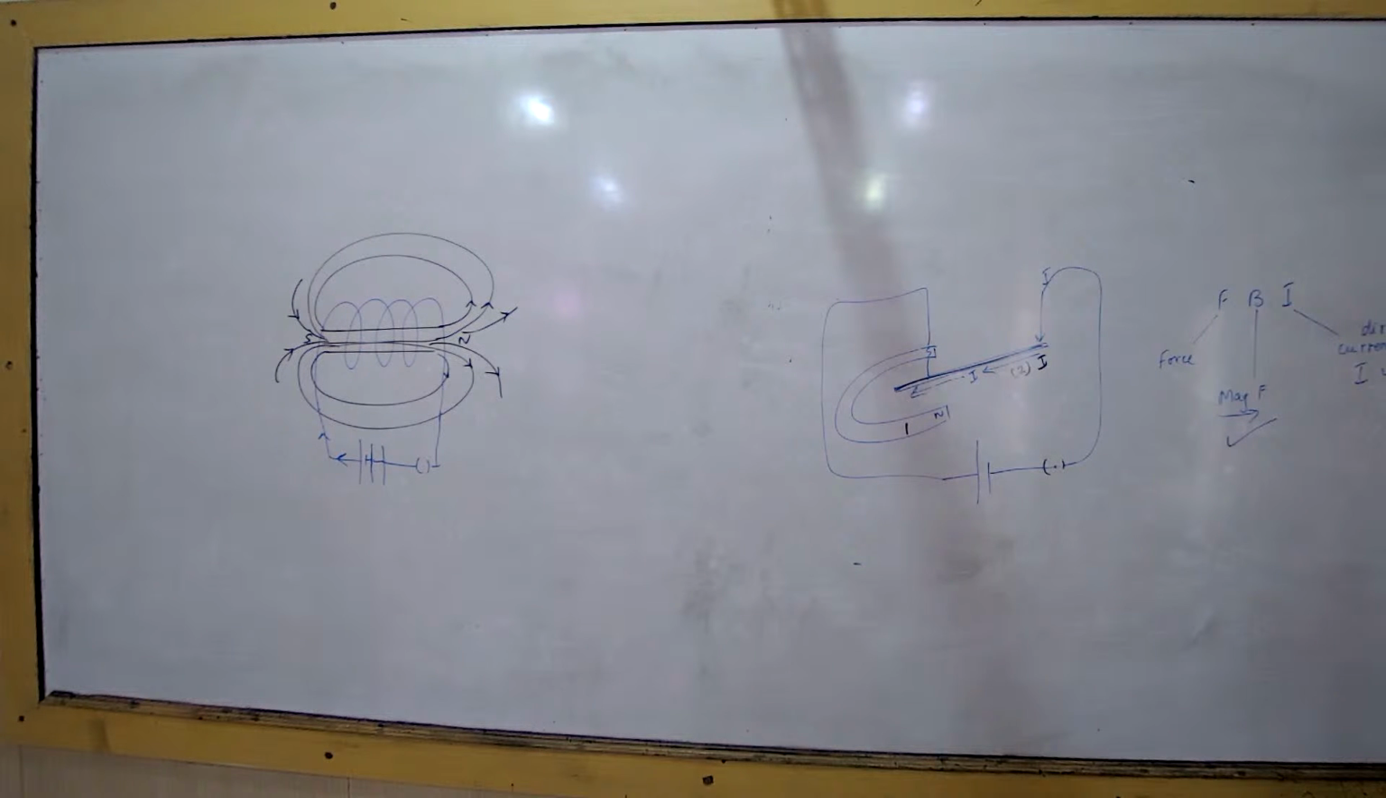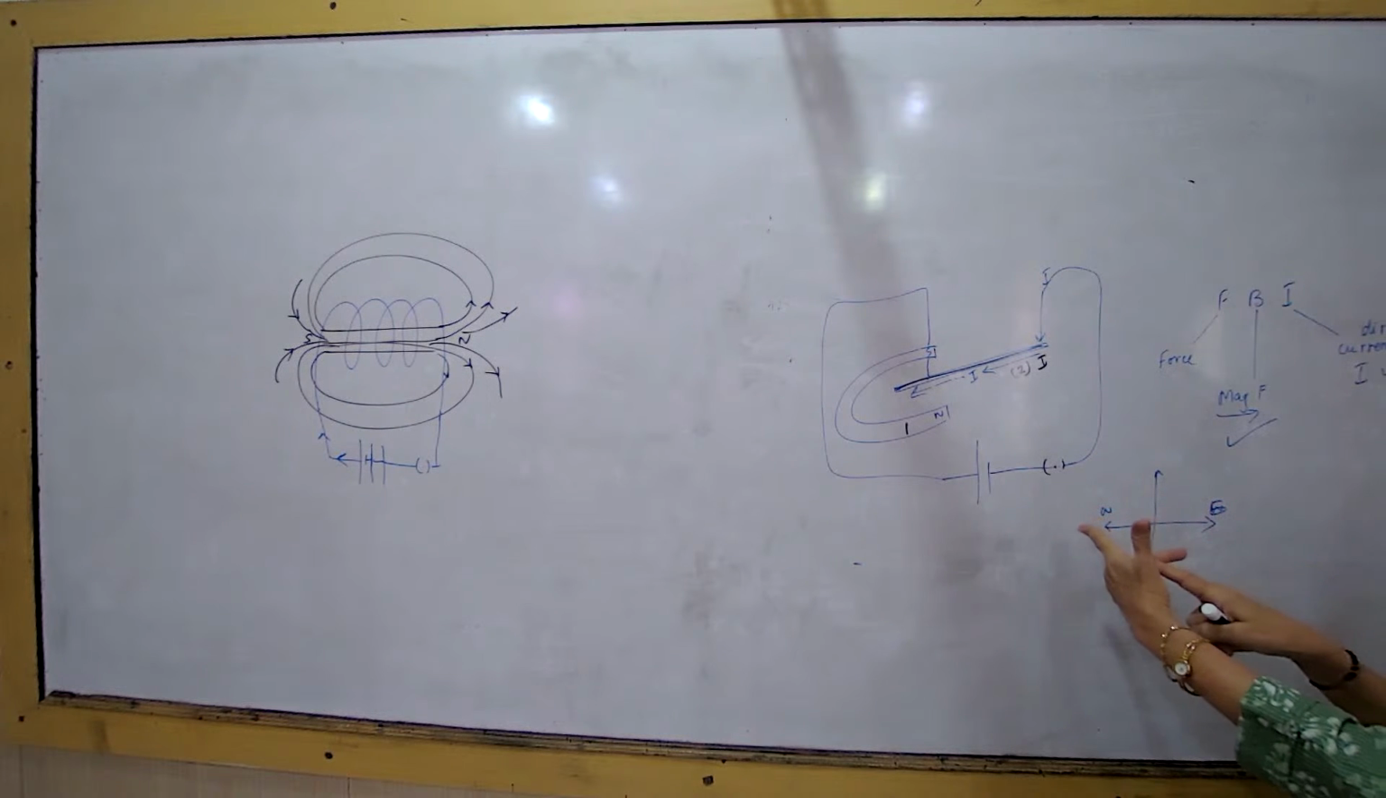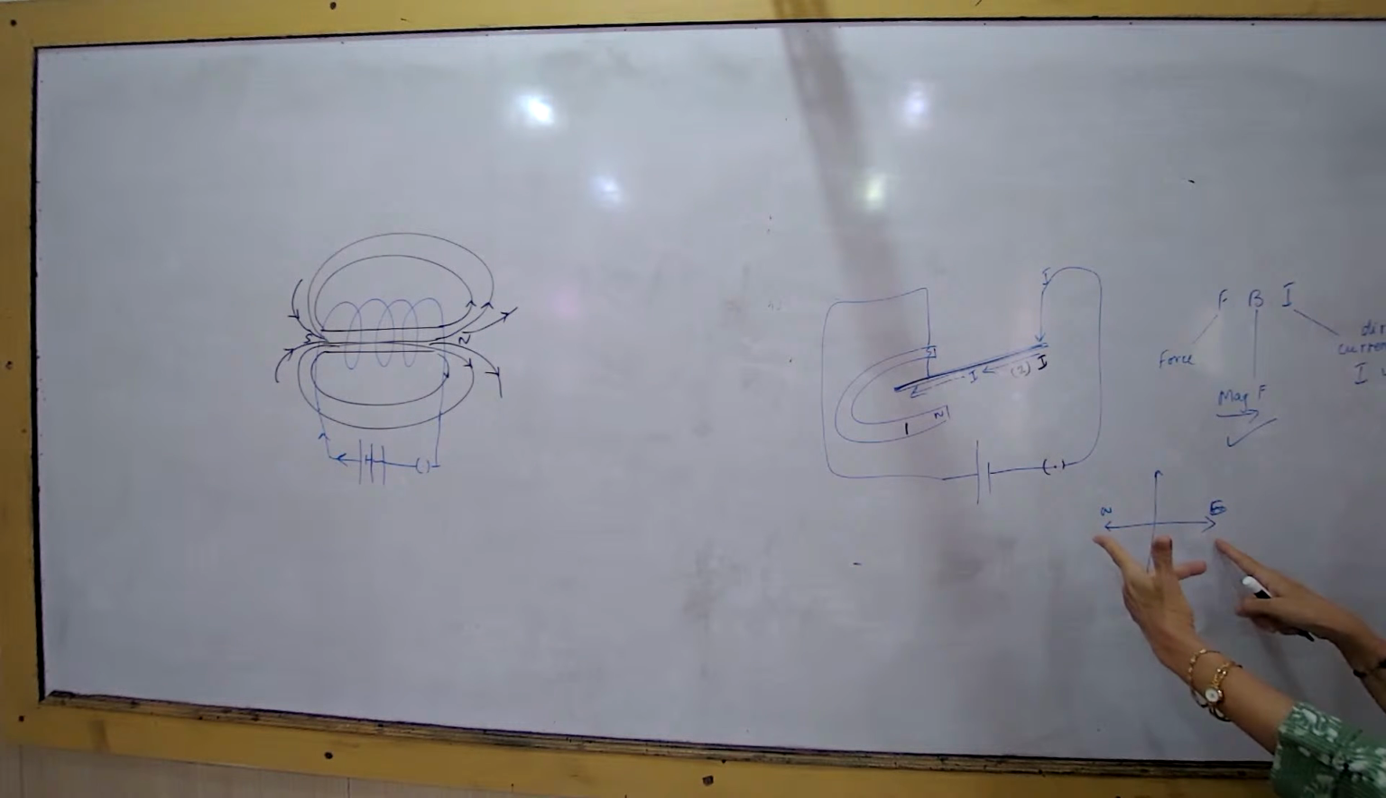Suppose all of you please keep it this way. Suppose the direction of the current is from west to east. Now, which is west, which is east? Let's write this down now. North, south, west and east. And then FBI. So suppose the direction of the current is from west to east.